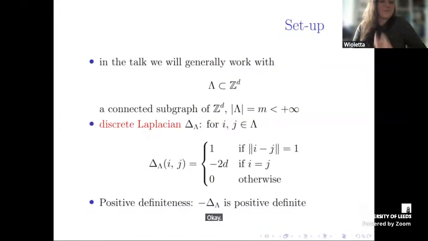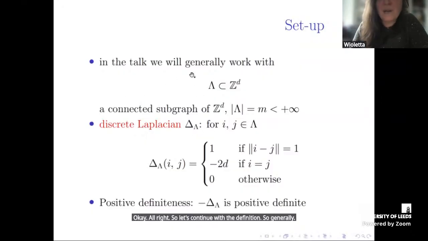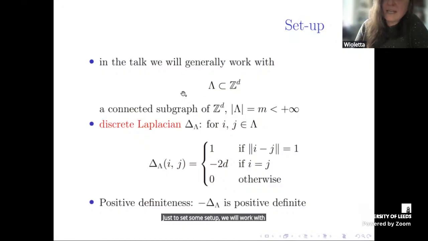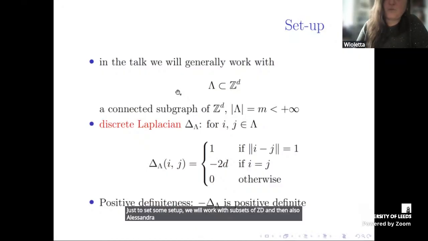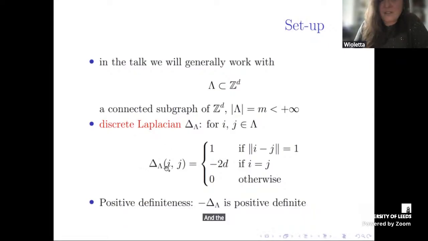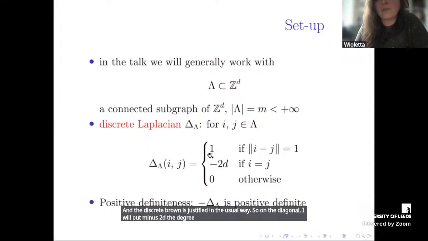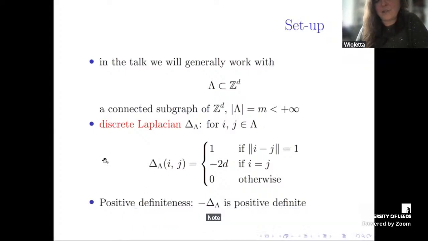All right. So let's continue with the definition. Generally, just to set up, we will work with subsets of Z^d, and then also Alessandra will present some results for the triangular lattice later. But just imagine always that Lambda will be a connected subset of Z^d, finite, it's also important. And the discrete graph Laplacian is just defined in the usual way. So on the diagonal, I will put -2d, the degree, and on the off diagonal, I'll put the 1, otherwise 0. Note that this matrix is positive definite.